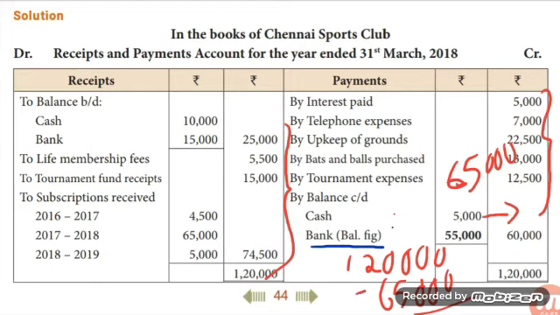Okay. Then find the total of both the debit side and credit side. Here debit side is greater than the credit side. Debit side total is 1,20,000. Credit side total is 65,000. Children, including 5,000 cash balance, total amount on credit side would be 65,000. Okay. Then find the difference between debit side total and credit side total.